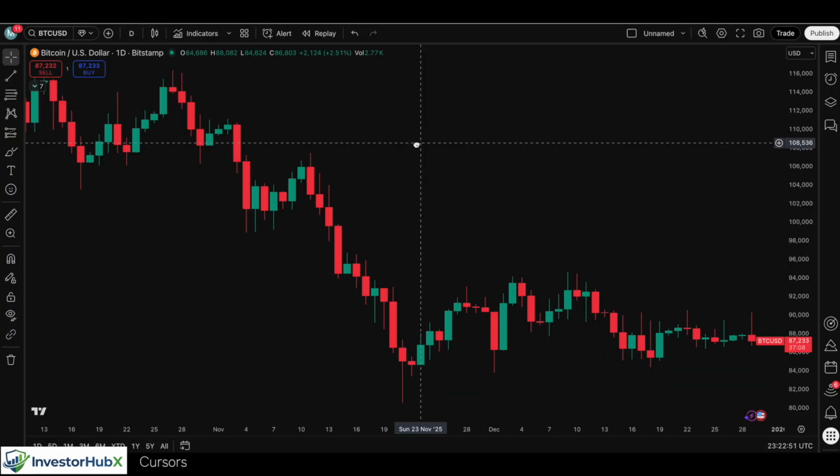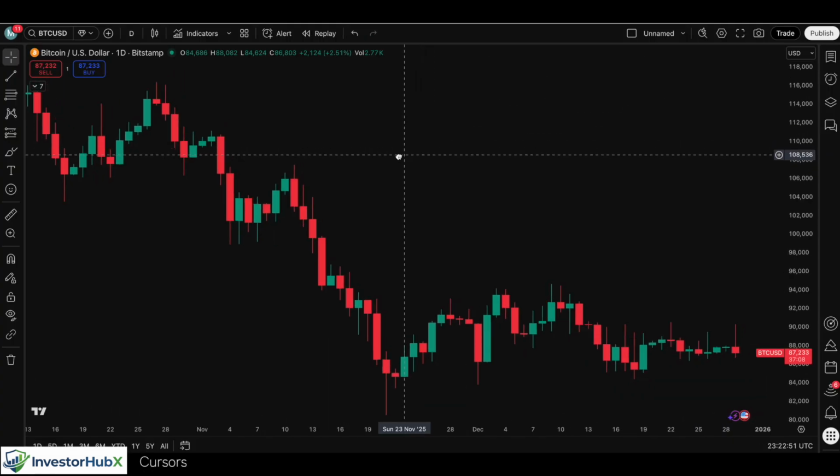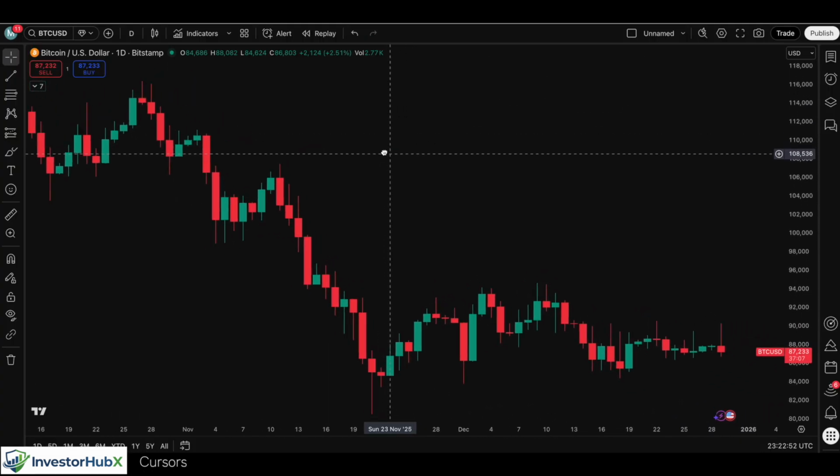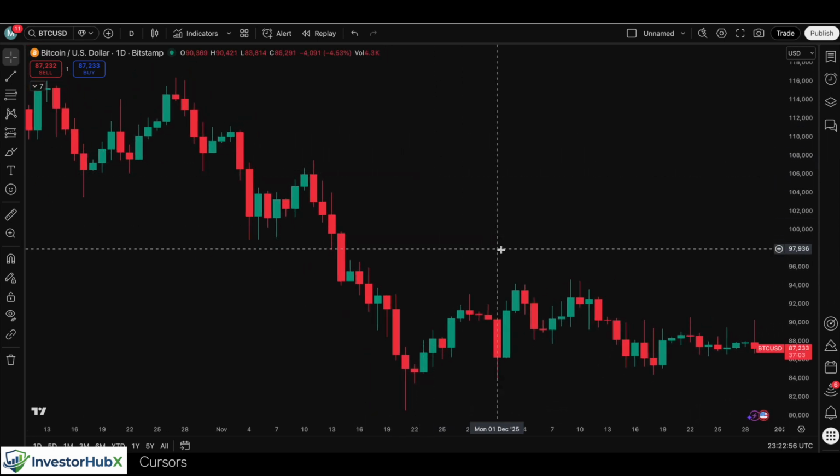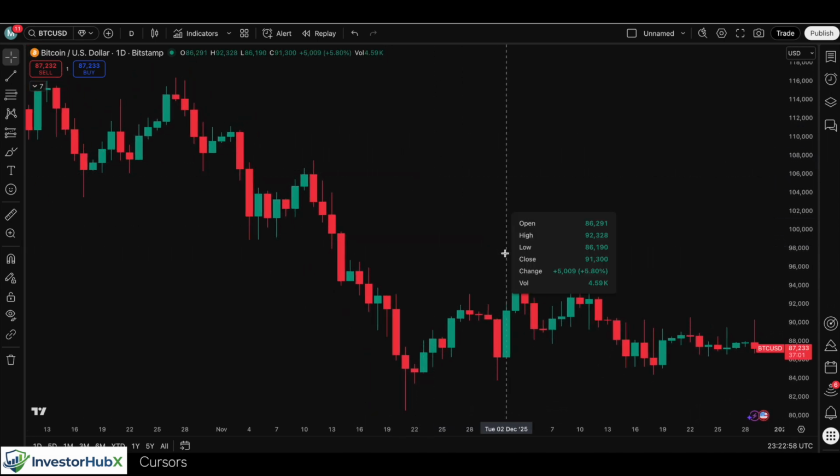Now, here's a handy navigation trick. If you click and hold, you can pan the chart, meaning you can drag the screen left, right, up, or down to view different areas. If you hold a little longer on a candle, Tradingview will show you the candle's details, such as the open, high, low, and close, for the candle you're pointing at. This is great when you want to inspect a specific candle without guessing.